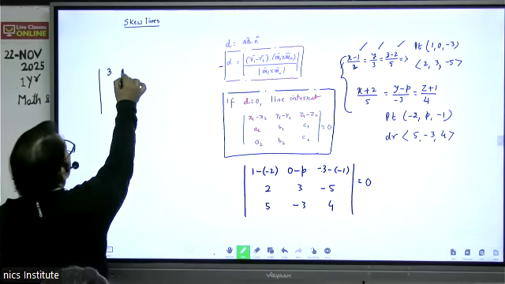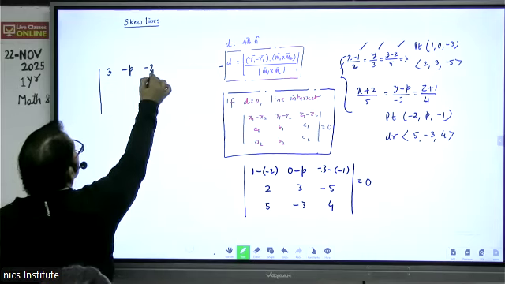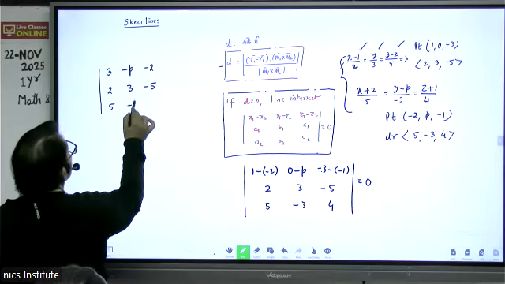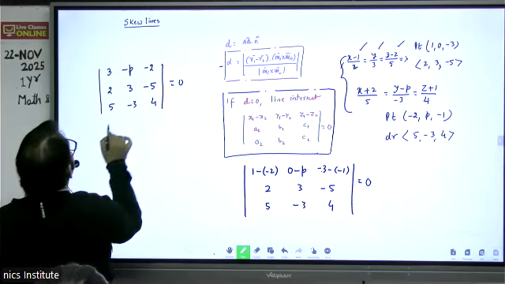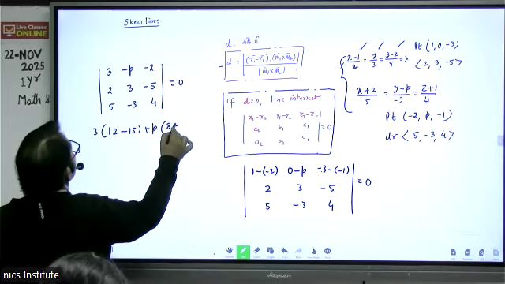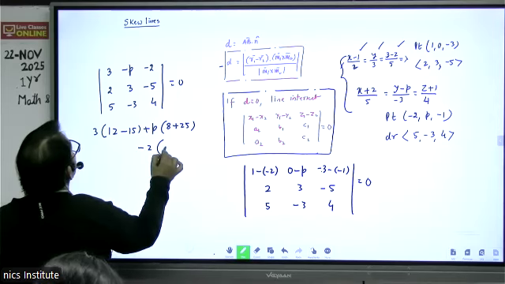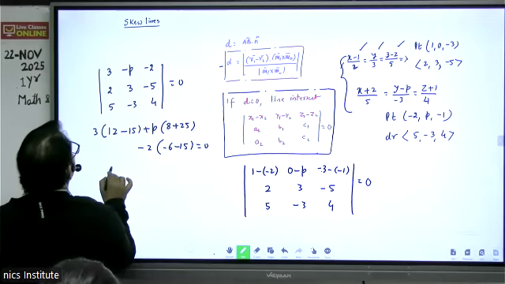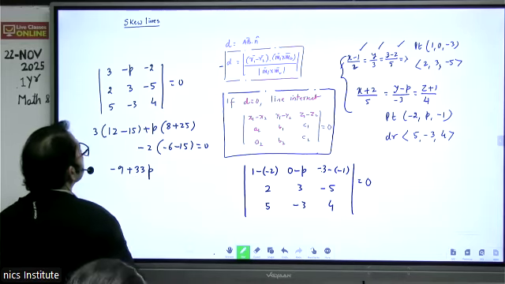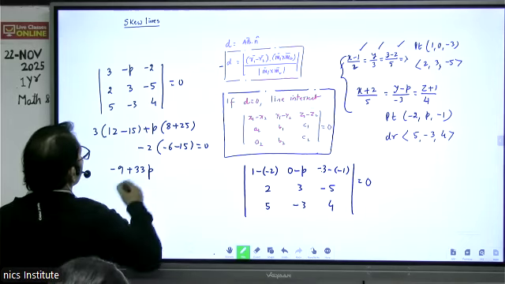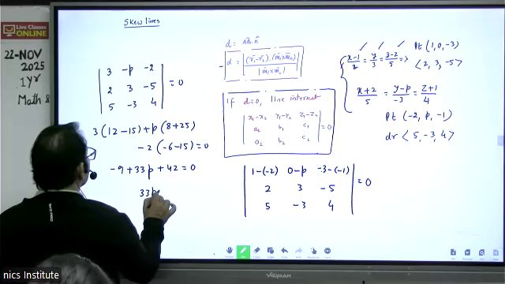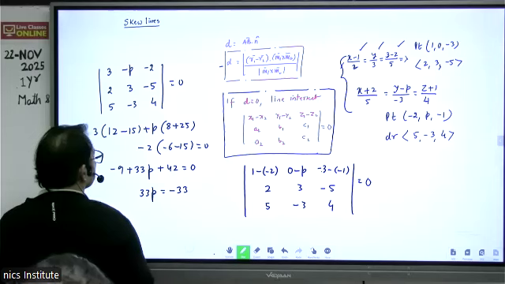So this is 3 -p -2, 2 3. One is coming. Let's see. 12 -15 +p, 8 +25 -2 -6 -15 equals 0. 21 into 2, 42. 33p equals -33. P is -1.